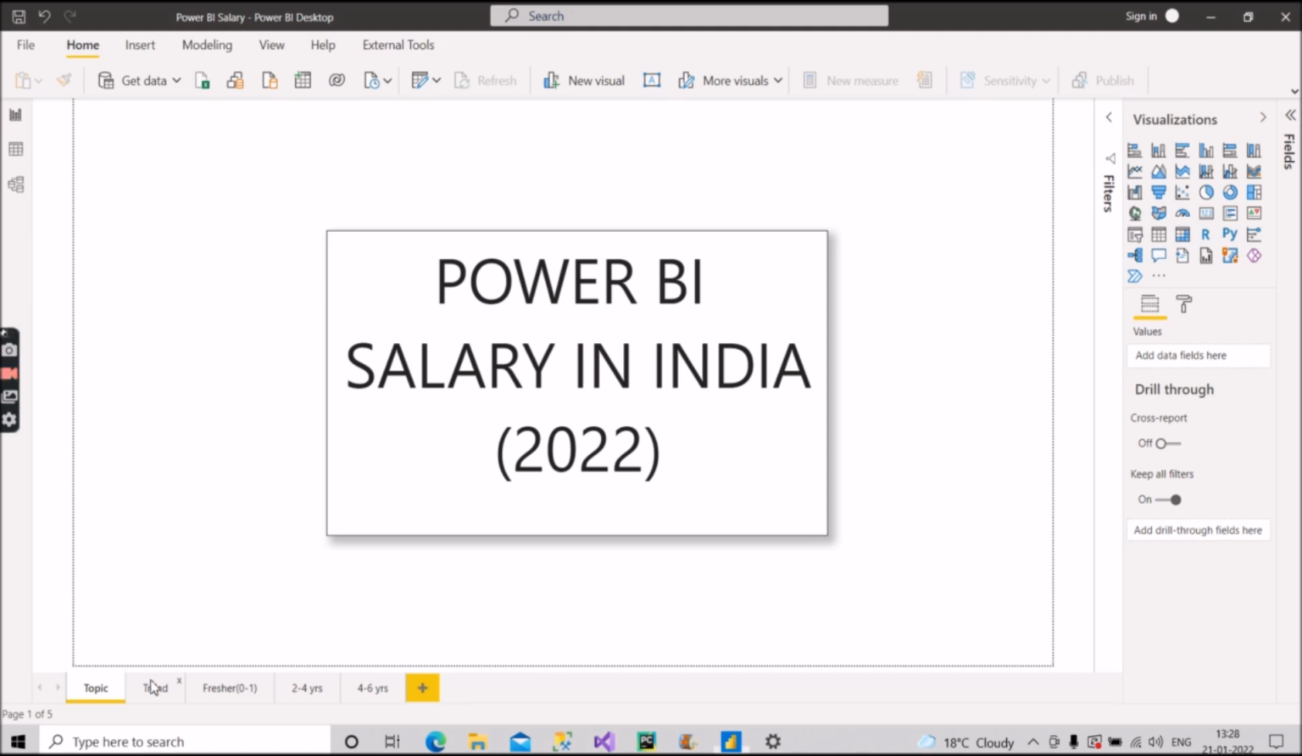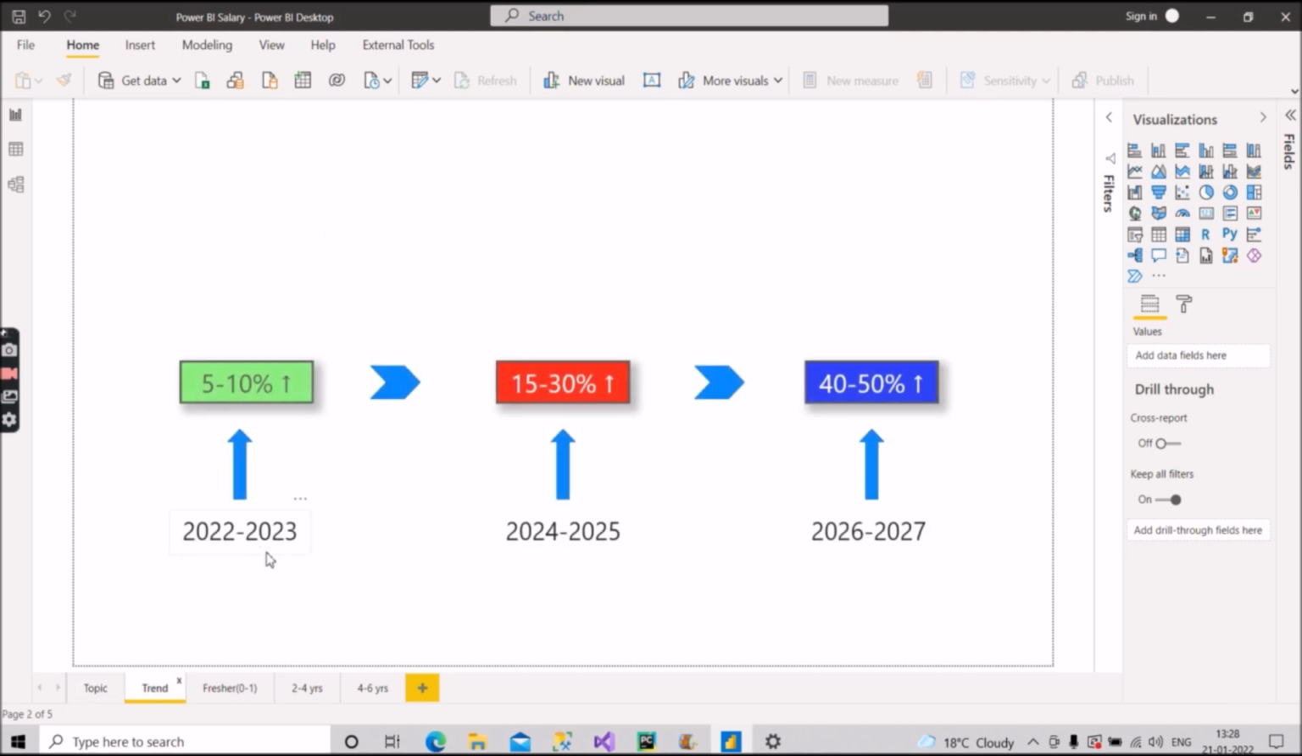Let's start first with the trend. As you can see, in 2022 and 2023, the vacancies for Power BI developers will increase by 5 to 10%, a percentage predicted by experts in the data and analytics domain. By 2024 and 2025, the opportunities will increase by 15 to 30%, and by 2026 and 2027, by 40 to 50%. As you can see, the demand for Power BI developers is increasing at an exponential rate in the coming years. So this is what we have in the trend section.